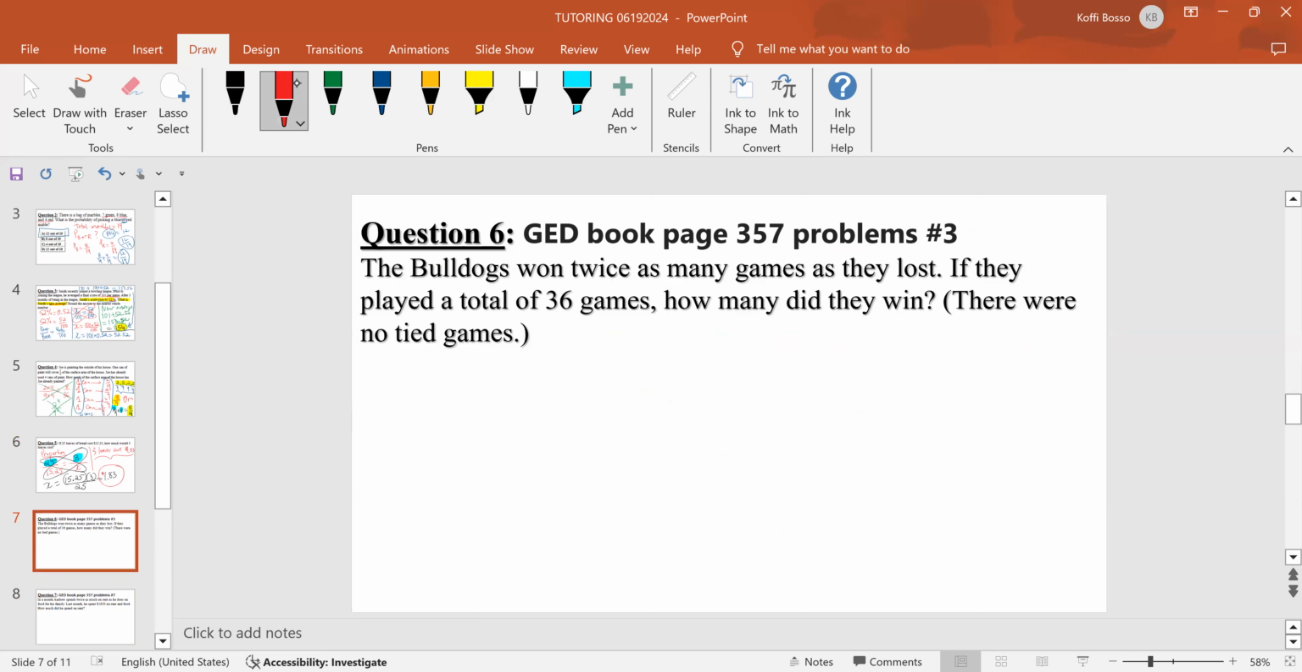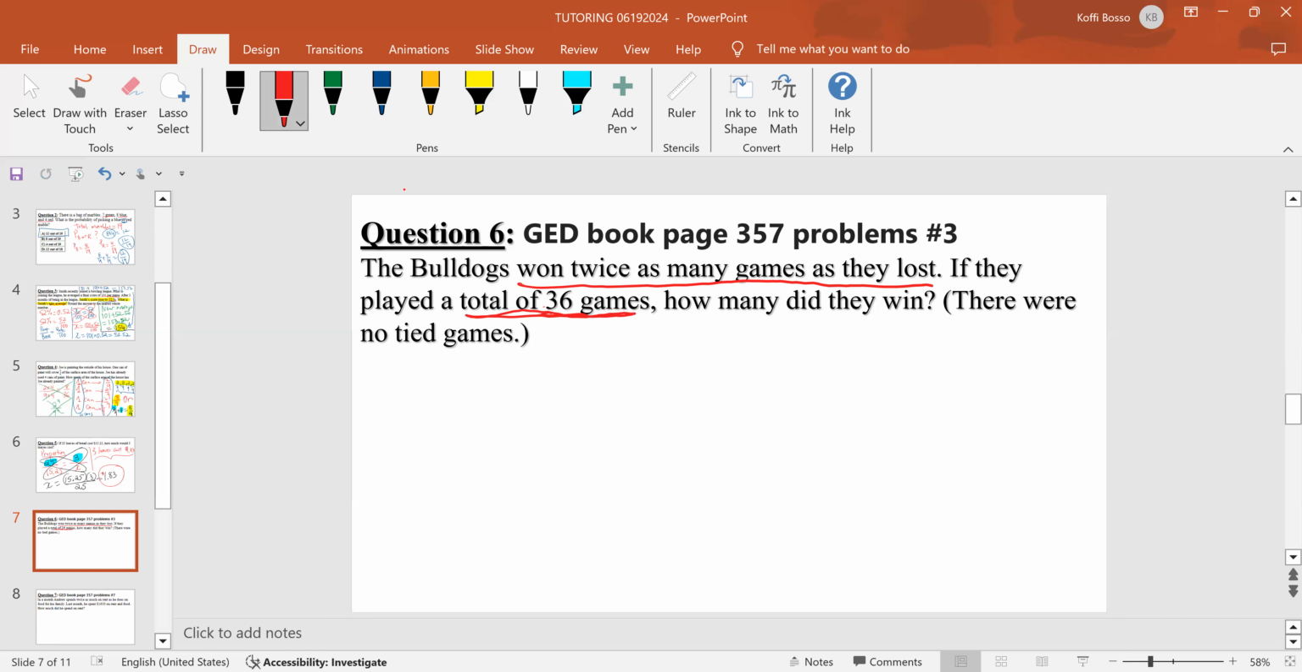The next one is a question from the textbook. Do you want to read it? Yes, the Bulldogs won twice as many games as they lost. If they played a total of 36 games, how many did they win? There were no tie games. Key phrase, no tie games. So they either won or lost.